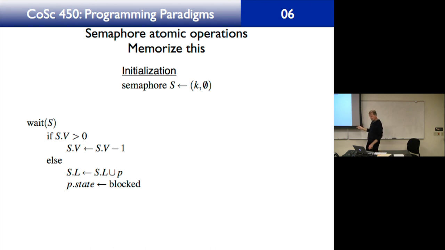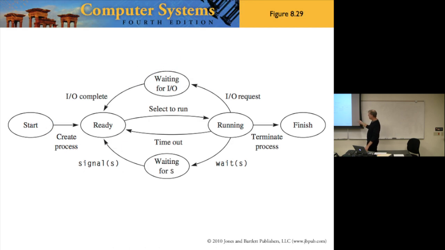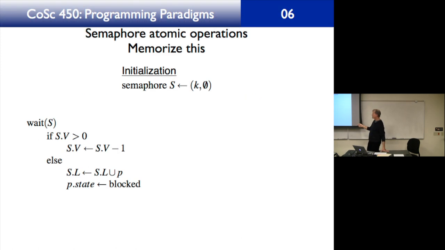P dot state gets blocked. So what does that mean? If we go back to this transition, it means it goes from running to waiting for S. That's what that means. So now it's in the queue. Are you with me on that? When it says P dot state gets blocked, that means it gets put in the waiting for semaphore queue. That's what blocked means. But that only happens if the integer is not positive. Is everybody with me?